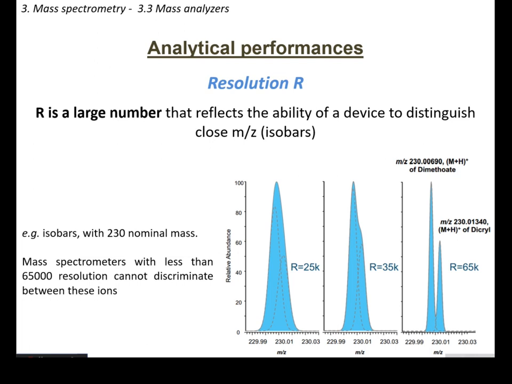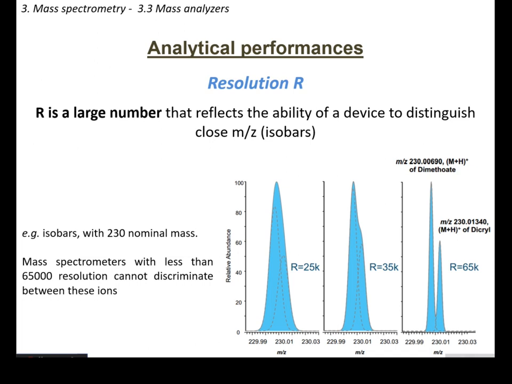Here you have the case of two molecules. One has an exact mass of 230.0069, and the other has a mass of 230.0134. And so they have the same nominal mass, which is 230, but they have different exact masses. So they are isobars and not isomers. And you see here, if you have a machine with a resolution of 25,000, which is quite high already, you absolutely cannot discriminate these two compounds.